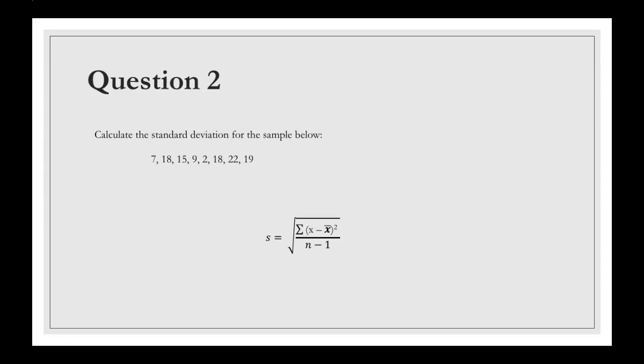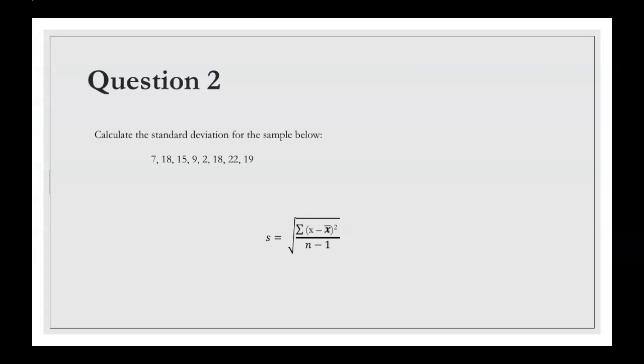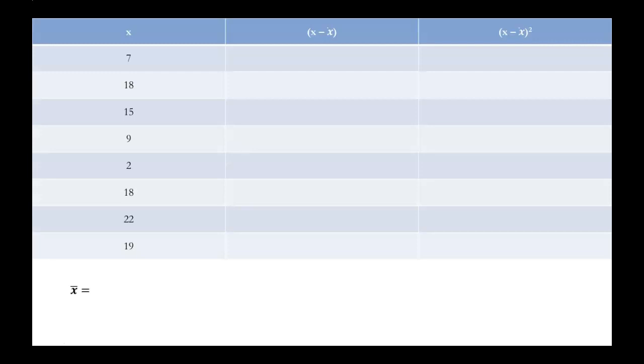So we need to take this data set and put it into our list. So we set up our 3 lists. We have our x, x minus x bar, and x minus x bar squared. In your x list, that's your data points. That's the information that was given to us right there in the problem. Right? So that's what we're going to plug into our x list, our x column.